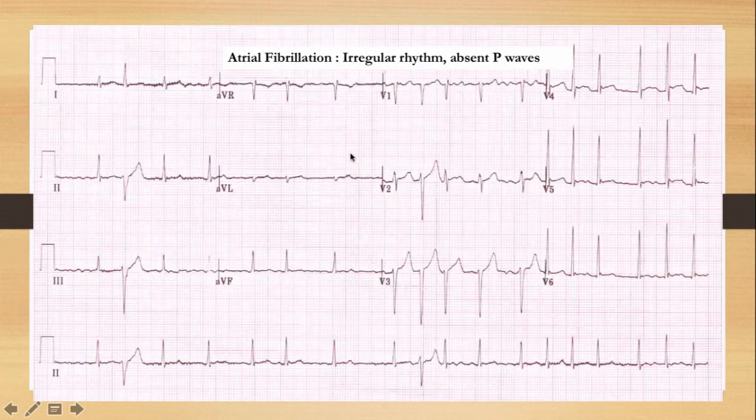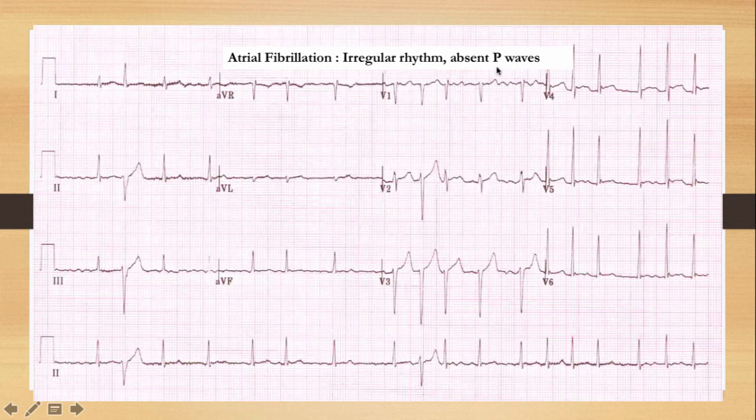And atrial fibrillation, basically there are two things to remember to recognize atrial fibrillation. So the P waves are going to be absent. If you see normal regular P waves occurring at regular intervals, it's definitely not AFib. So you will have to say there is absence of P wave, and the rhythm has to be irregular.